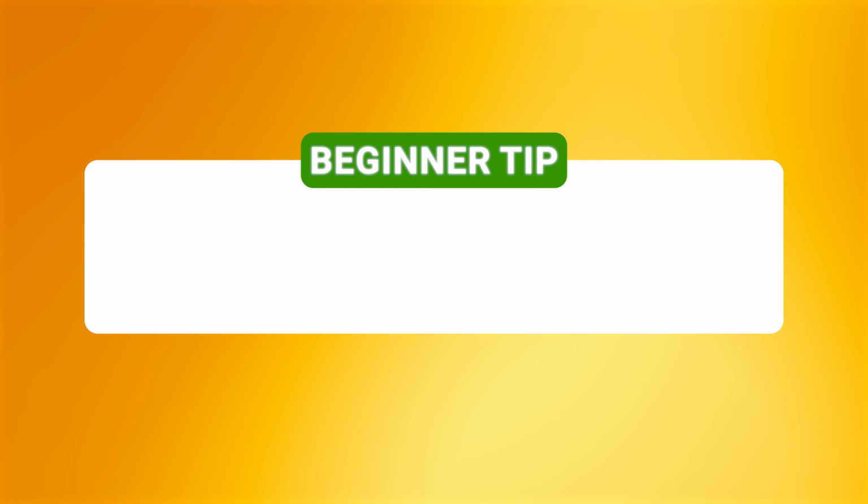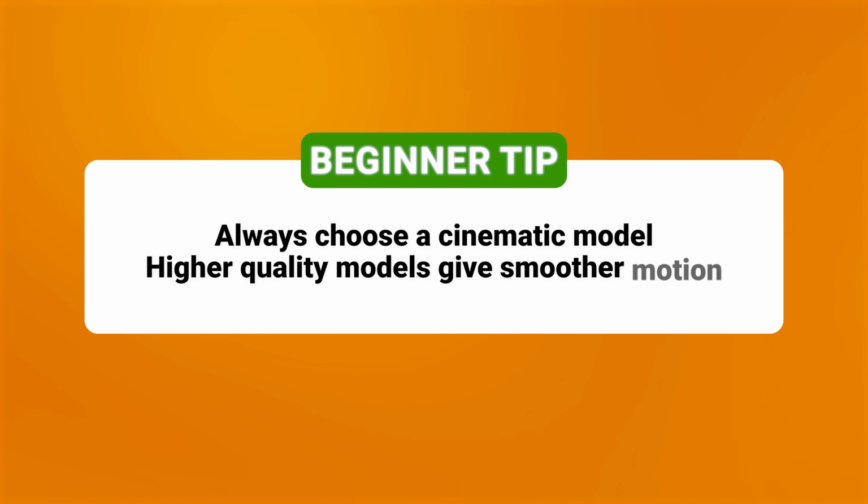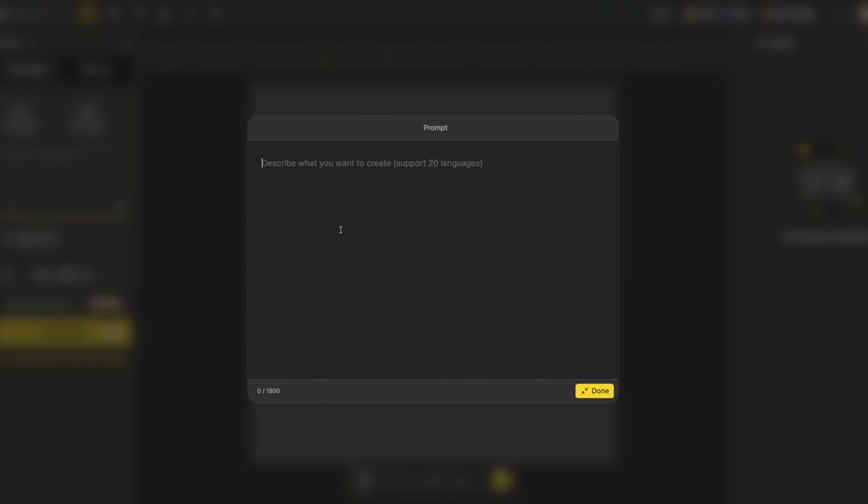Beginner tip: always choose a cinematic model. Higher quality models give smoother motion. Now, I'll paste a beginner-friendly cinematic prompt.